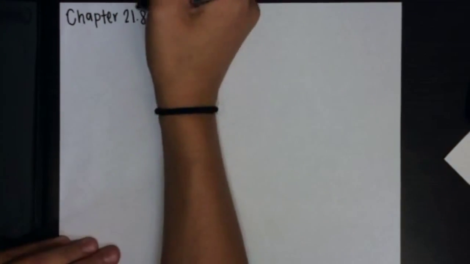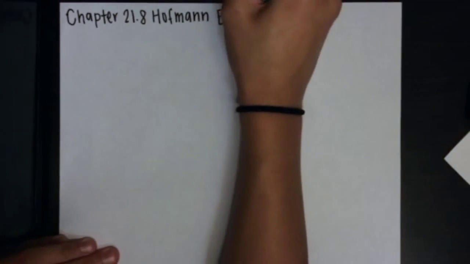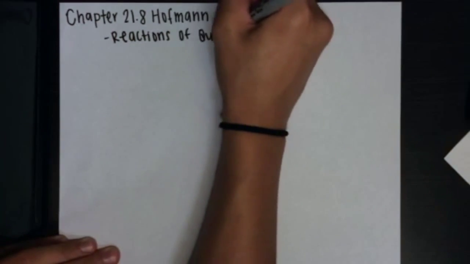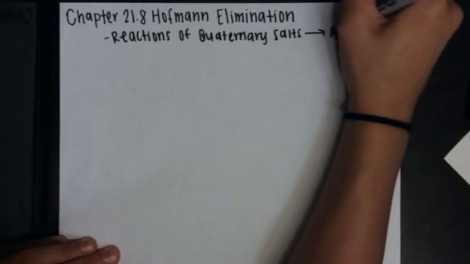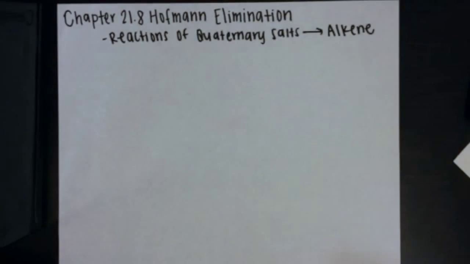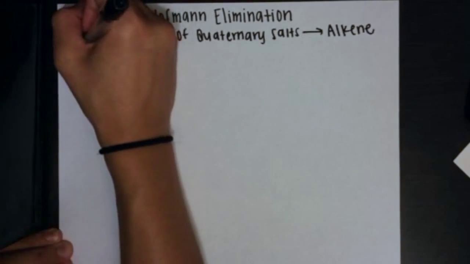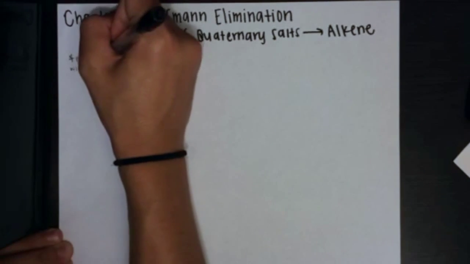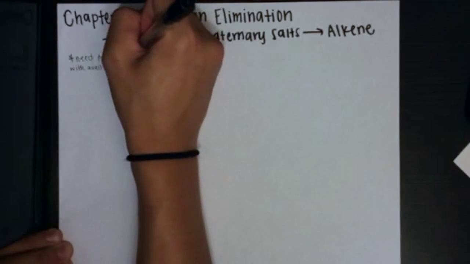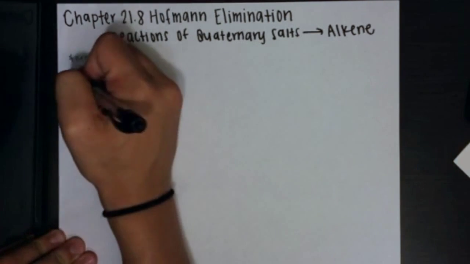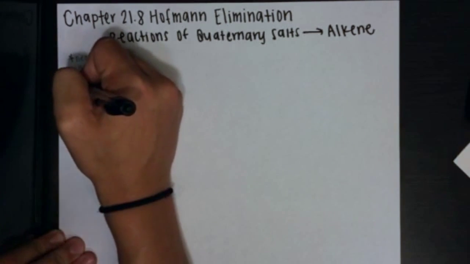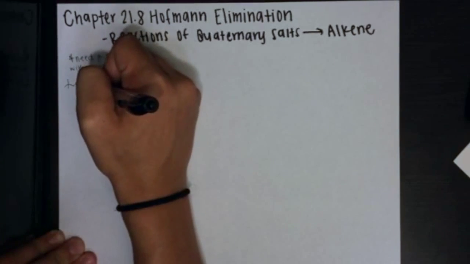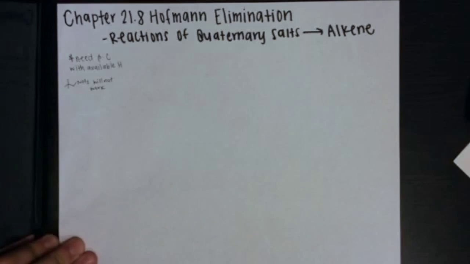Chapter 21.8 focuses on Hofmann elimination. This is a reaction of quaternary salts to form alkenes. For this to work, you need a reactant with a beta carbon that has available hydrogens. So, like in this example, if your beta carbon is fully methylated and doesn't have any hydrogens or free electrons, you can't use Hofmann elimination.